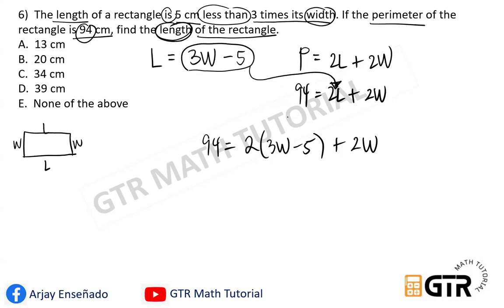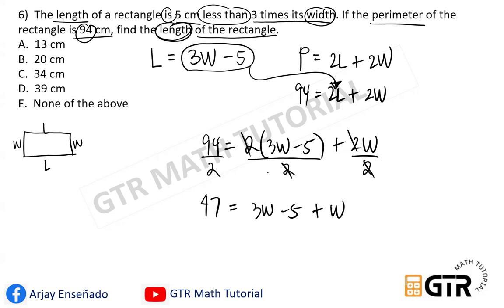Okay? As you can see in this problem, 94 equals 2L plus 2W, but all are divisible by 2. So we can divide this equation. 94 is equal to 2 times 3W minus 5 plus 2W. We can divide all terms by 2, so we can cancel this 2 and this 2, and 94 divided by 2 is equal to 47. So we have 47 is equal to 3W minus 5 plus W.